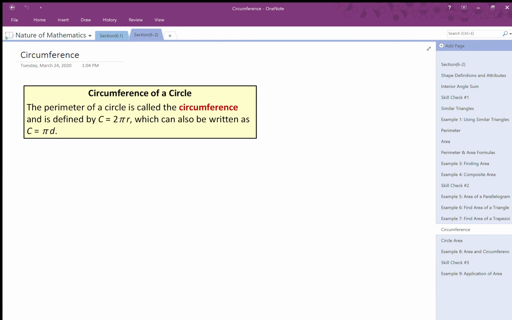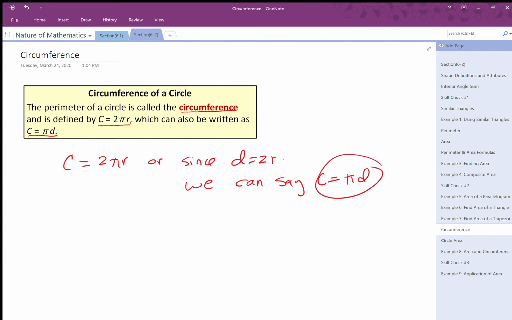Circumference of a circle. So the perimeter of a circle is called circumference because it's not a straight edge. We have a different word for it. And the circumference is defined as 2 times pi times the radius, or the diameter times pi. Circumference equals 2 pi r, or since diameter is equal to 2r, we can say circumference equals pi times d. So we have two different formulas that we can use for circumference. Both are right.